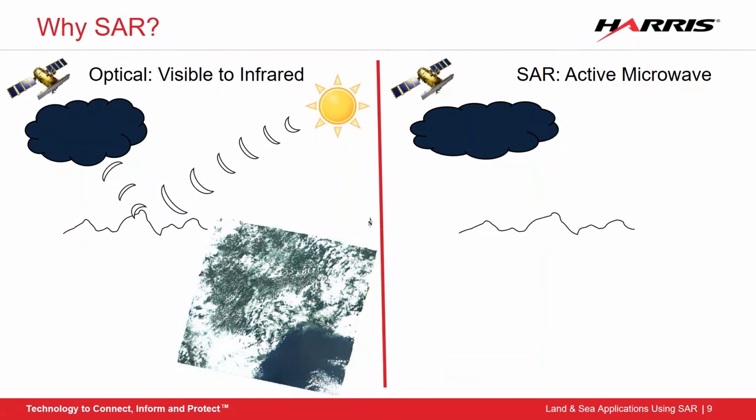This is very common in many areas on the Earth, particularly in the tropics, or if you're trying to work in areas where there are storms. And that makes it really tough to get the data that you need.